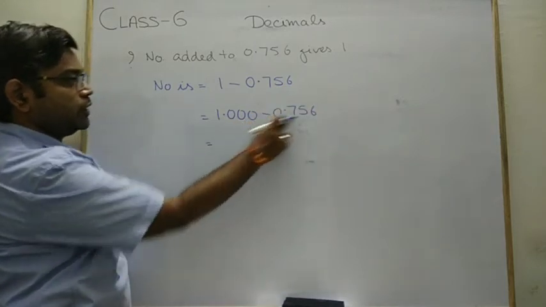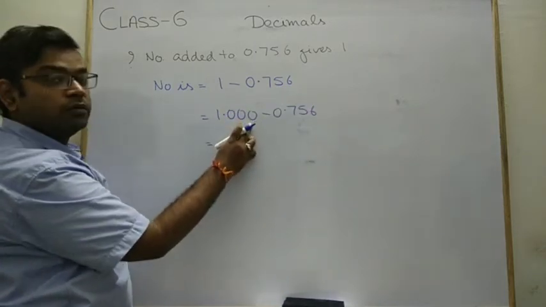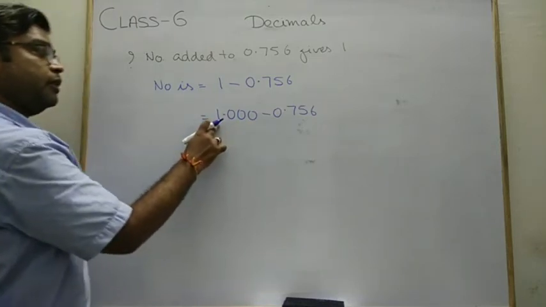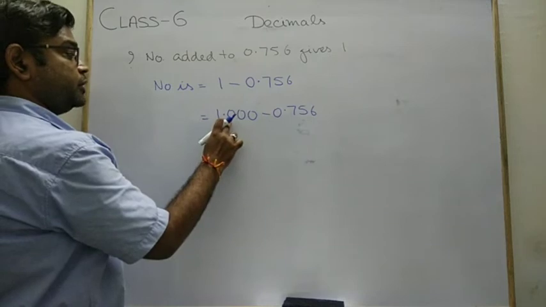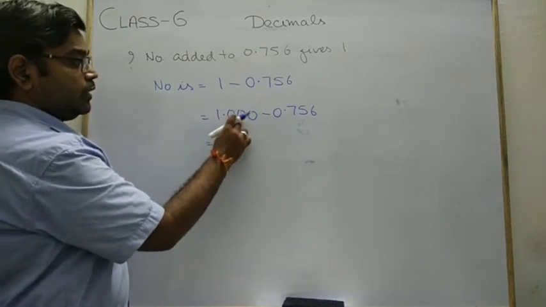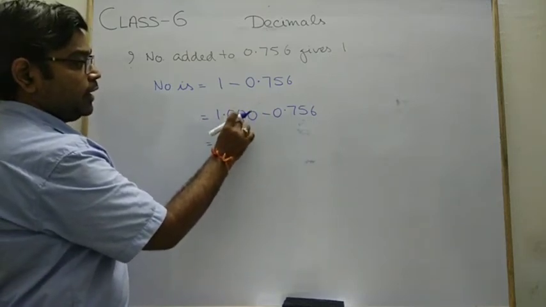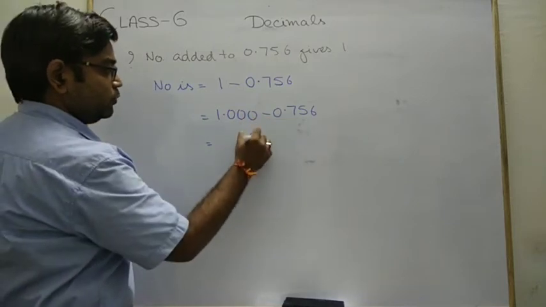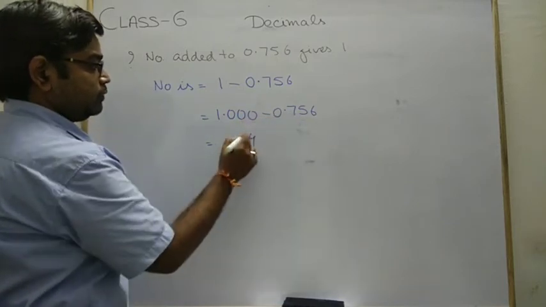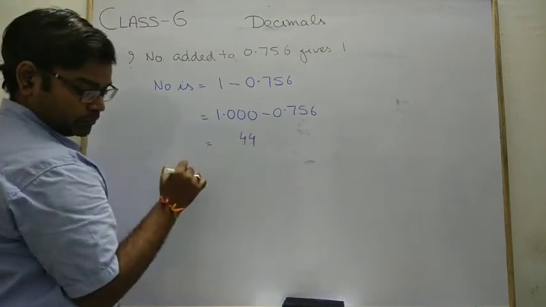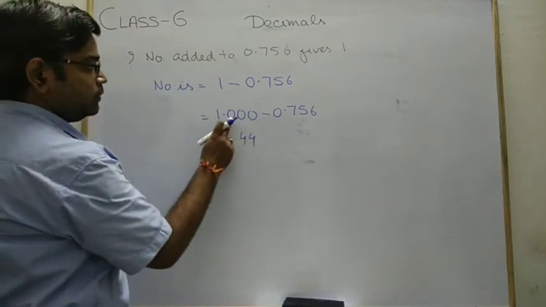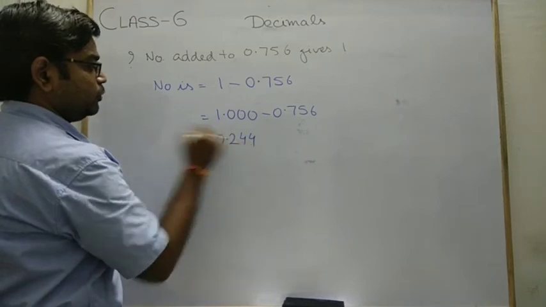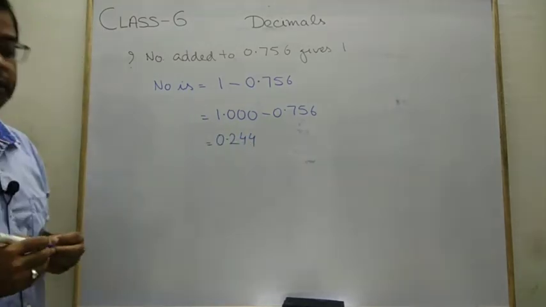Since zeros are there, this zero needs a carry. If we pass this 1 to this side, this becomes 9 and gives 1 to the 0 over there, and again 1 gives, so this becomes 10. 10 minus 6, it's a 4. 9 minus 5, again it's a 4. Then 9 minus 7, it's a 2. So 0.244, this is your answer.